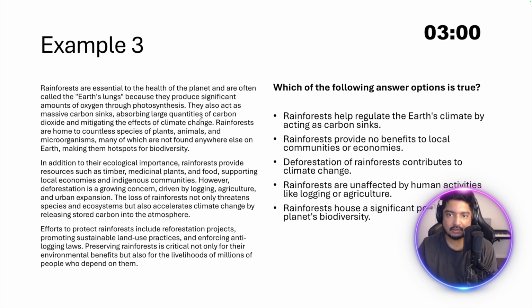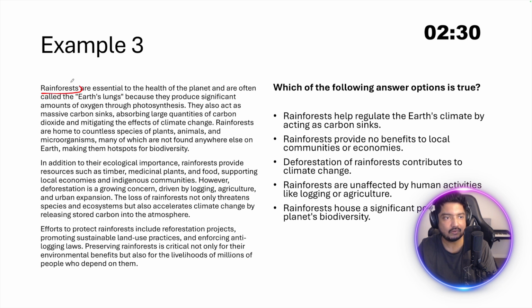So let's start. Question: which of the following answer options is true? Read the text. Rainforests are essential to the health of the planet, often called Earth's lungs because they produce significant amounts of oxygen through photosynthesis. They also act as massive carbon sinks, absorbing large quantities of carbon dioxide and mitigating the effects of climate change. Rainforests are home to countless species of plants, animals, and microorganisms, many of which are not found anywhere else on Earth, making them hotspots for biodiversity.